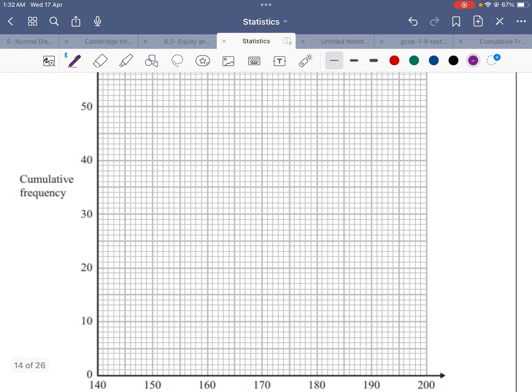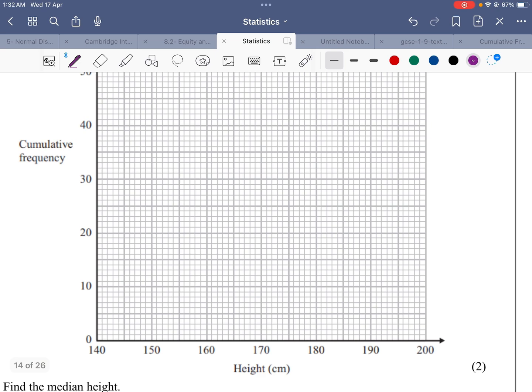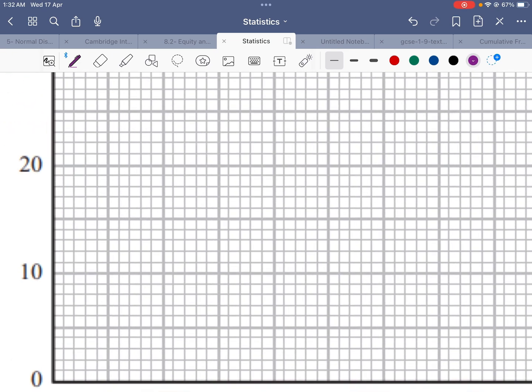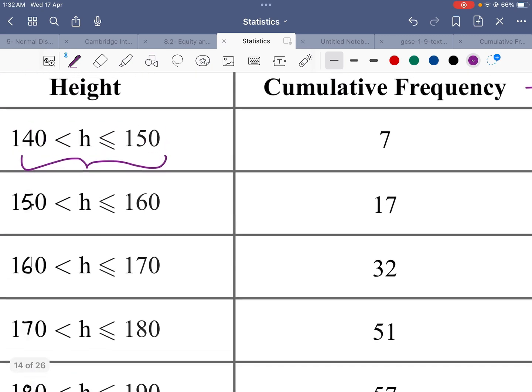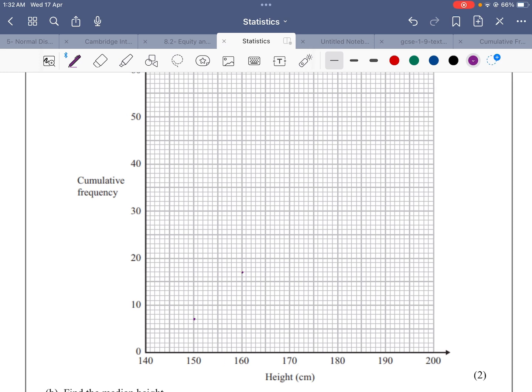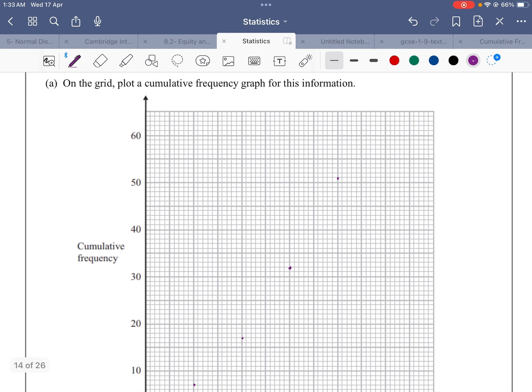For example, let's have a look. First class, 140 till 150, is 7. 7 is here. Then we have 17. At 160 I will draw 17, which is here. Then I will draw 32 and 51. Where is 32? 32 is here. 51 is here. 57 is here.